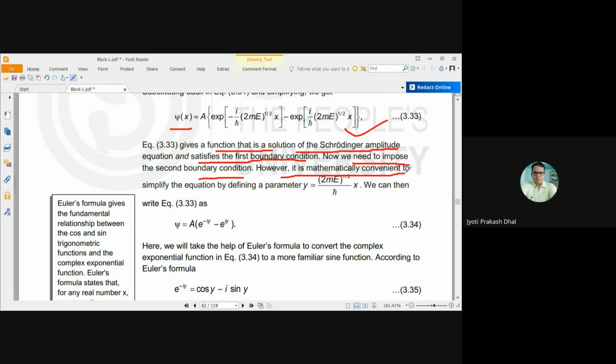However, it is mathematically convenient to simplify the equation by defining a parameter. If we define a parameter, square root of 2mE by h cross times x, equals y, then this equation will become psi equals A into e to the power minus iy minus e to the power iy.